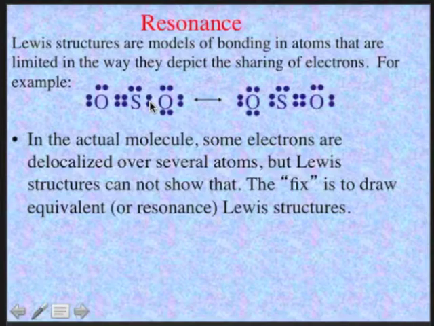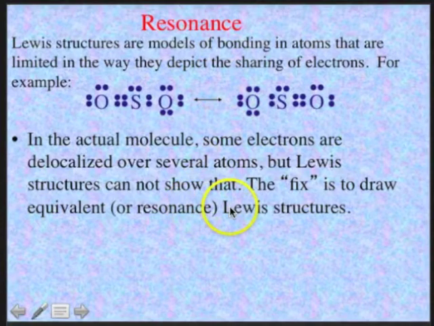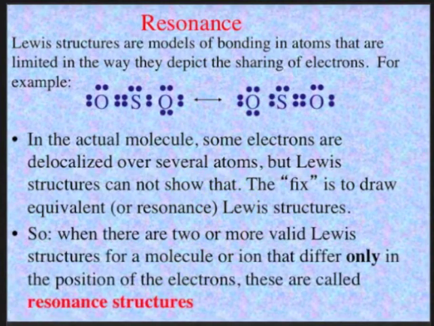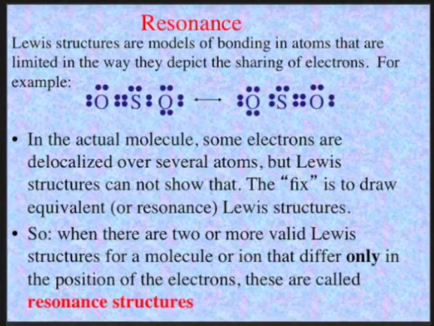The fix is to draw equivalent or resonance Lewis structures. So, when there are two or more valid Lewis structures for a molecule or ion that differ only in the position of the electrons, these are called resonance structures.